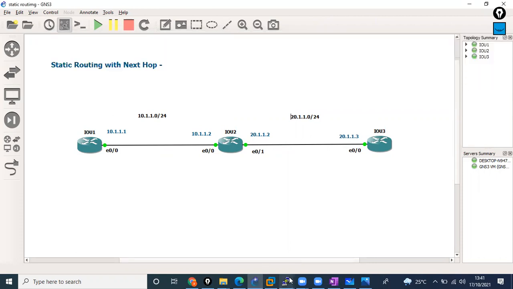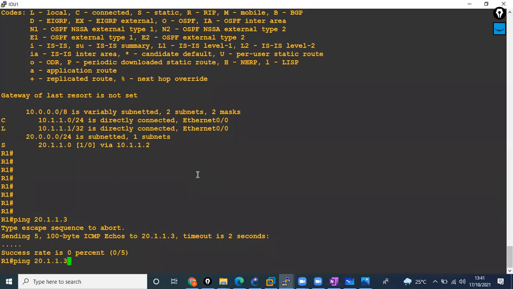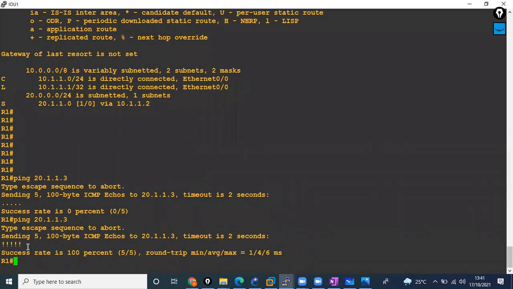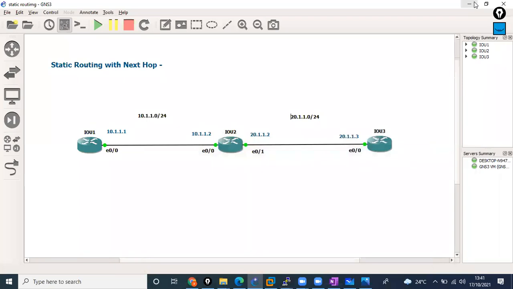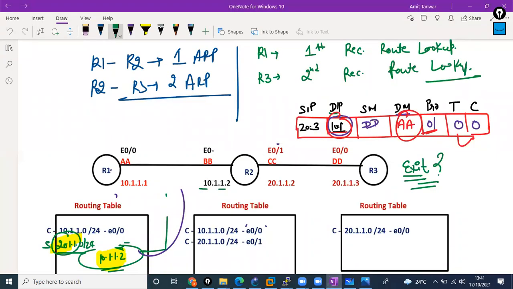Now go to R1 and try to ping. You can see we are able to ping, because we have reachability on both ends. So this concept is known as what? This concept is all about static routing. So this is static routing with next hop. And in the next hop, the concept is recursive route lookup.